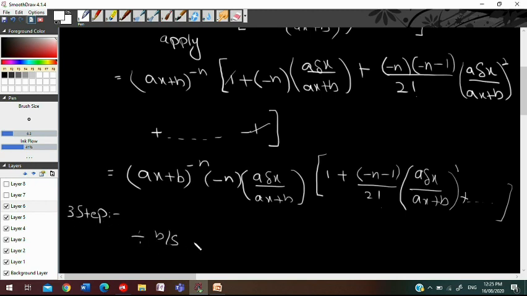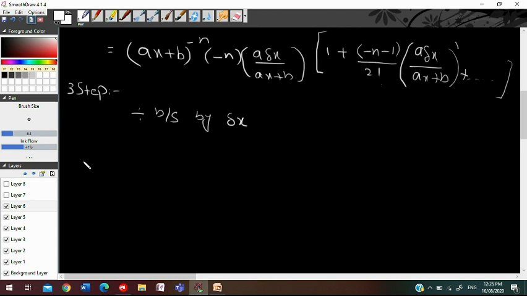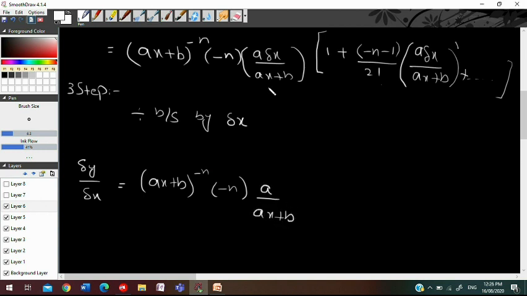Okay, now the third step, in which we divide both sides by del x. So do your third step, del y by del x is equal to ax plus b whole power minus n a divided by ax plus b. I cancel this del x with this del x which I have divided this equation, and the remaining part is 1 plus minus n minus 1 divided by 2 factorial a del x divided by ax plus b.